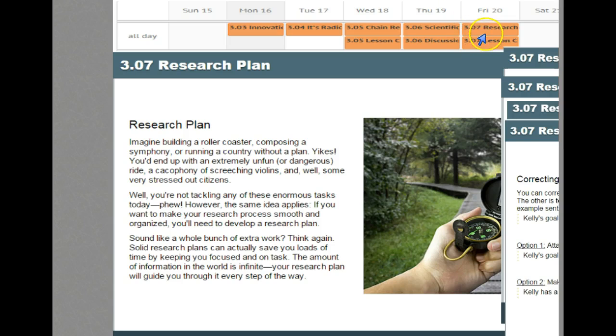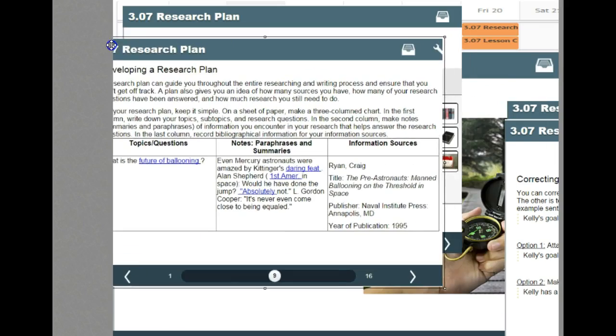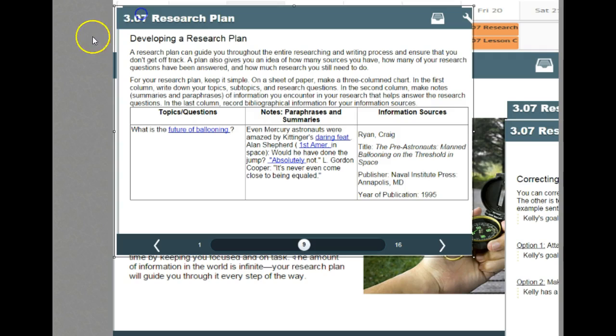On Friday, we're going to look at Friday. We have a research plan and a lesson check. So you need to know what's included in a research plan. Hint, hint. And then it goes in detail through it. It also goes in detail through different flashcards for research resources that you can use.